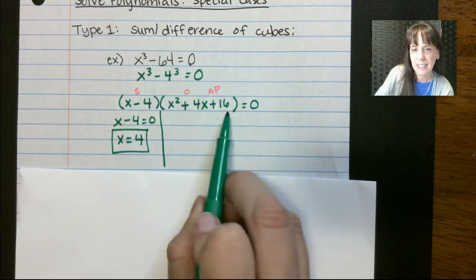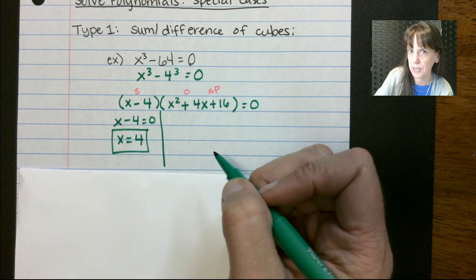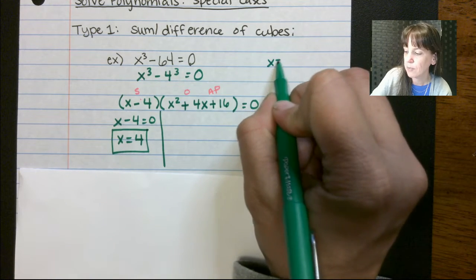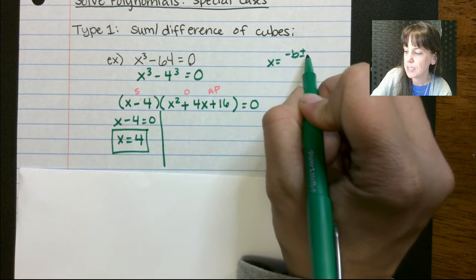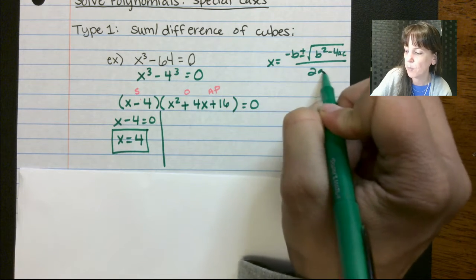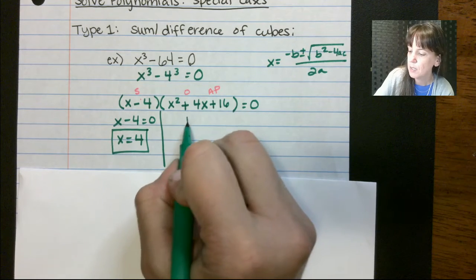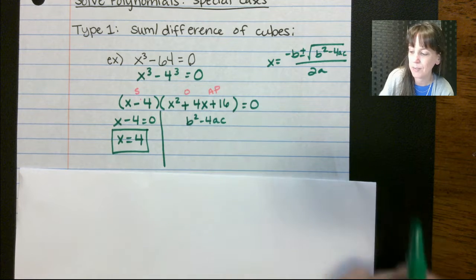Now, for this part, like I said, let's go ahead and use our quadratic formula, and I think that'll help you understand where I'm coming from. Our quadratic formula is x equals negative b plus or minus the square root of b squared minus 4ac, all divided by 2a. When I use my quadratic formula, I like to start with my discriminant, the stuff underneath, first. B squared minus 4ac, because that's where everybody makes their mistakes.